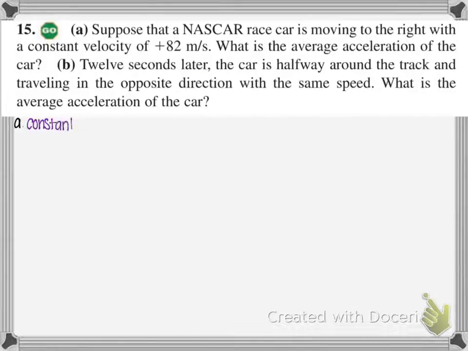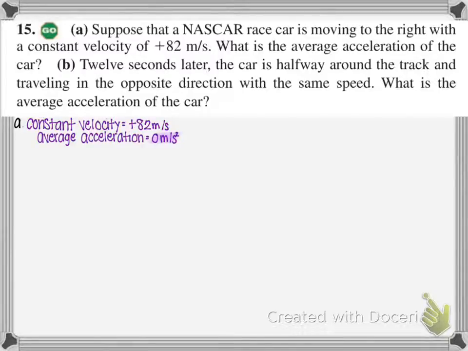Now, since the car is moving at a constant velocity of positive 82 meters per second, the average acceleration of the car will be 0 meters per second squared. Now, the reason it's 0 meters per second squared is because since it's moving at a constant velocity, it's not speeding up or slowing down, thus the acceleration is not changing.